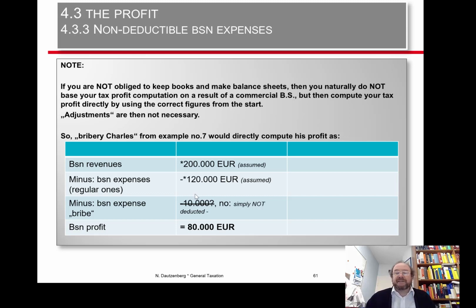So in our case here, our charts, imagine the firm brings a revenue of 200,000. 120,000 is the usual business expense for wages, material, raw material, and so on. The 10,000 business expense for the bribe would just be left out, and so we end up in a final result of 80,000 because that comes out when you take the business revenue and the 120,000 which you may deduct.